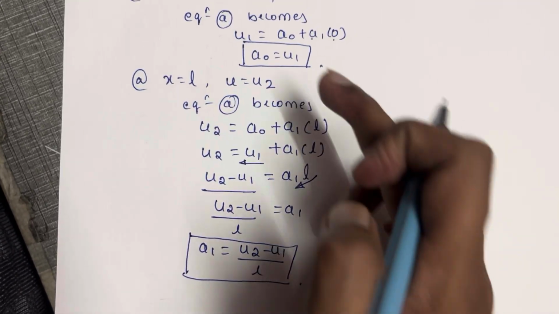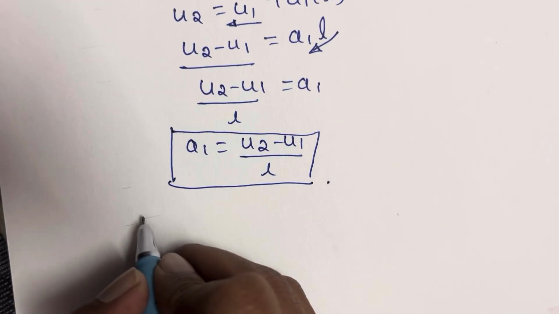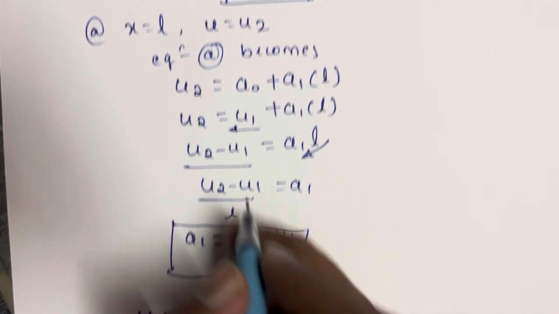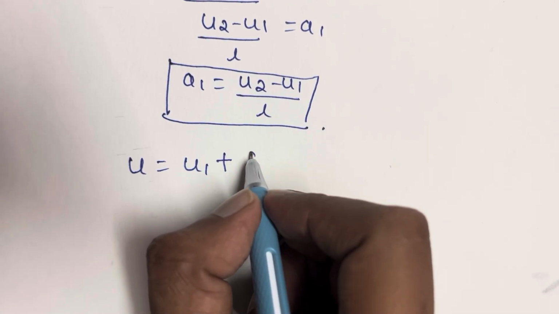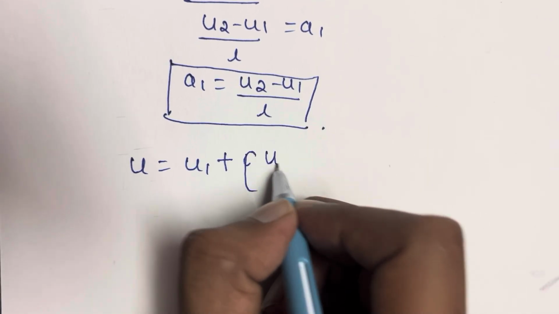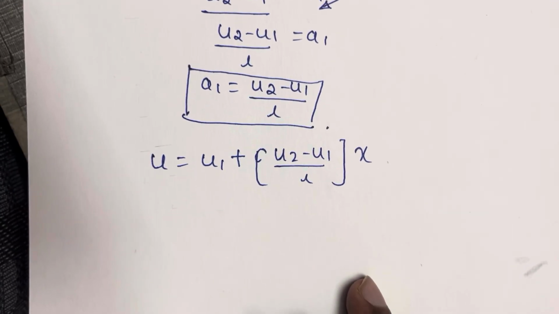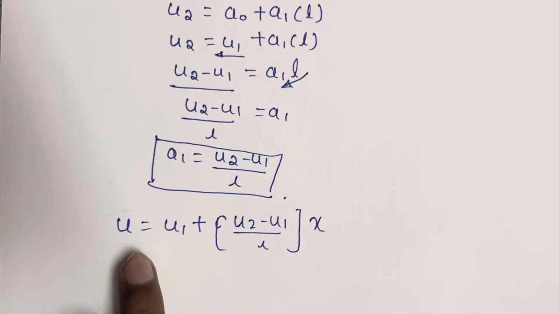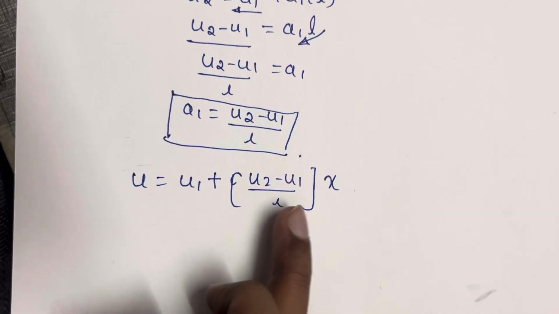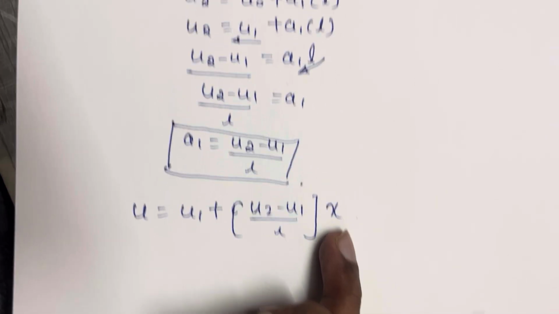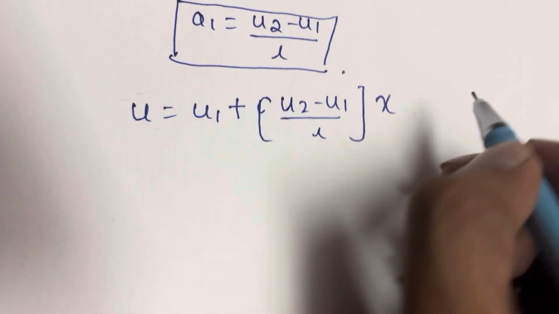Now I will substitute this a0 and a1 in equation A. So finally u is equal to a0, that is u1, plus a1, that is u2 minus u1 divided by L, into x. This is the final u value: u is equal to u1 plus (u2 minus u1) divided by L into x. Here we need dou u by dou x, so differentiate, I will name it as B.